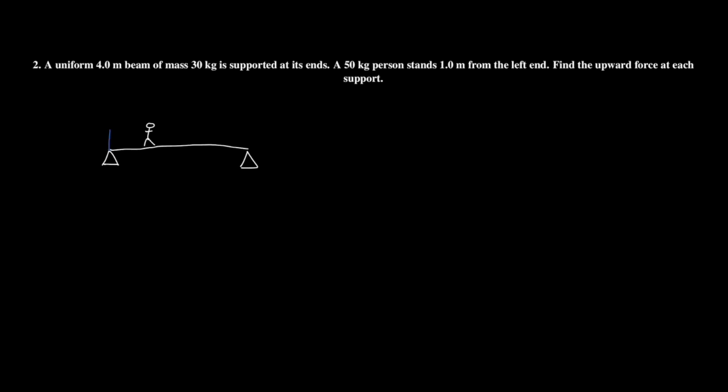We're going to have an upward force of, I'm going to call this beam 1, and the upward force of beam 2. So we have 2 upward forces pushing up on the beam. We also have the force of gravity of the person. I'm going to call this FGP for person, and the force of gravity of the beam.